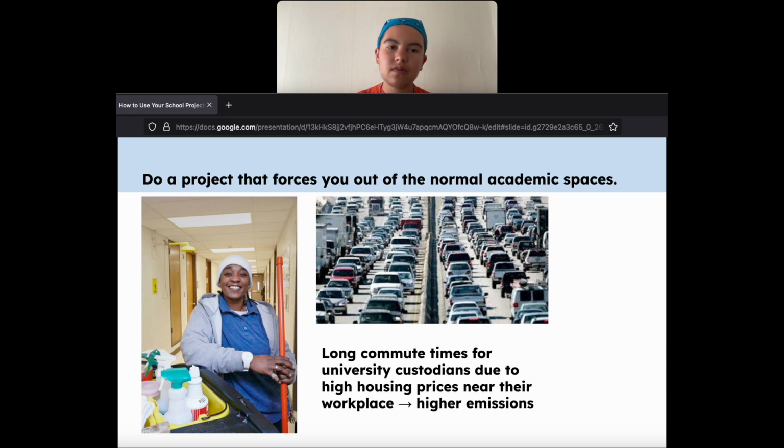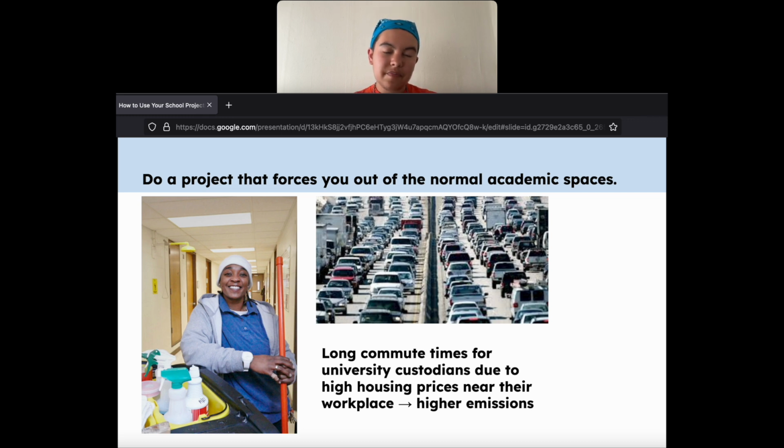And then finally, this is one of my favorite tips. Do a project that forces you out of the normal academic spaces. You know, college, university, it can tend to narrow your focus a bit. You can be like, oh, if I just read all the articles and take all the lectures, then I can know everything there is to know about the subject. But there's so much more than just what gets written down. And sometimes you need to ground yourself back in the world as it is and with the people who are actually experiencing these issues.